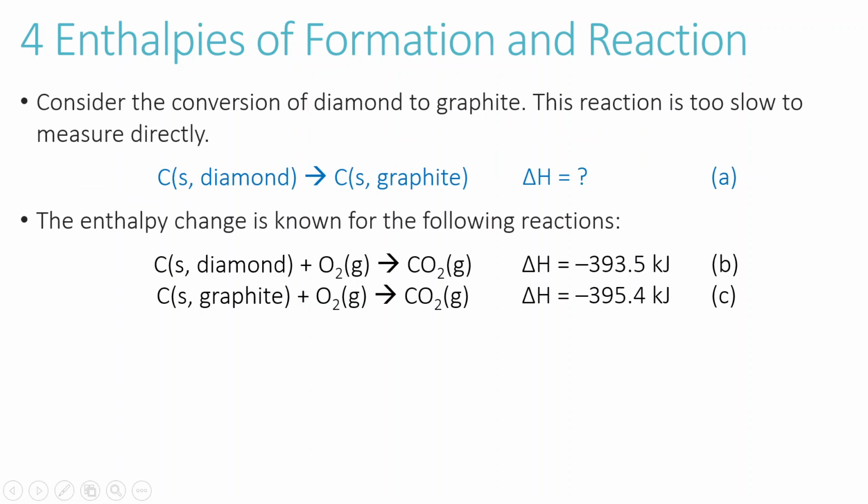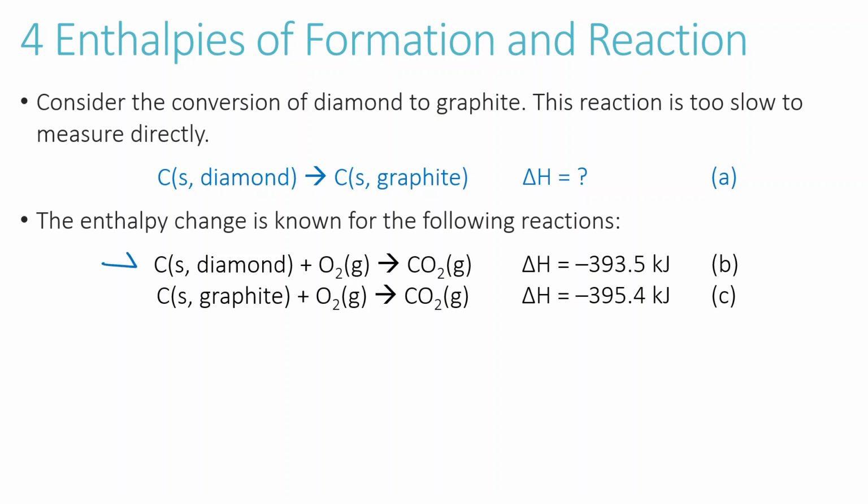So let's consider the conversion of diamond to graphite. This process we can't measure directly because it takes thousands and thousands of years. So I can't do an experiment to figure out delta H because this reaction just takes too long. But I can look at some other reactions.